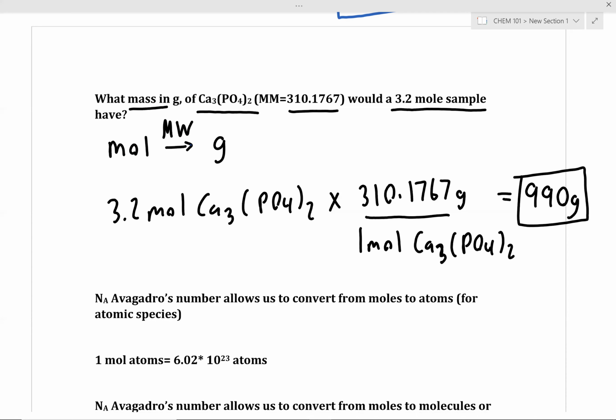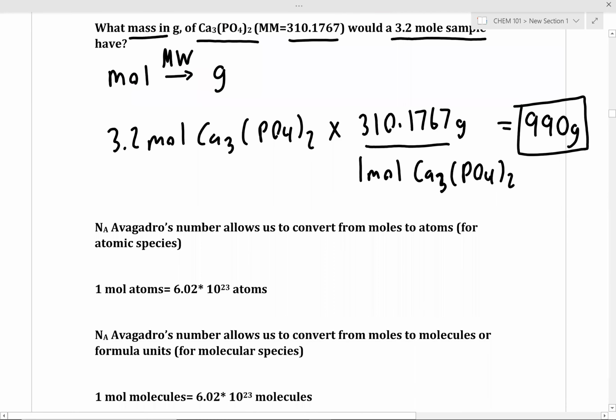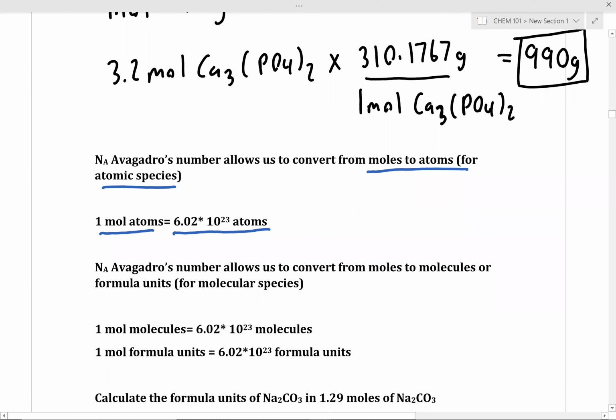So let's continue and talk about another way that we can utilize Avogadro's number to do more complicated unit conversions. Avogadro's number allows us to convert from moles to atoms for atomic species. A mole of atoms is 6.02 times 10 to the 23rd atoms. So if I said I have 1 mole of carbon atoms, that would correspond to 6.02 times 10 to the 23rd carbon atoms.